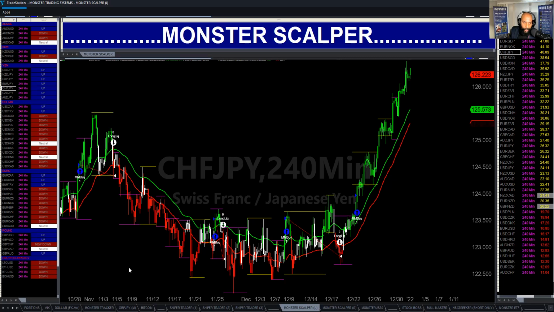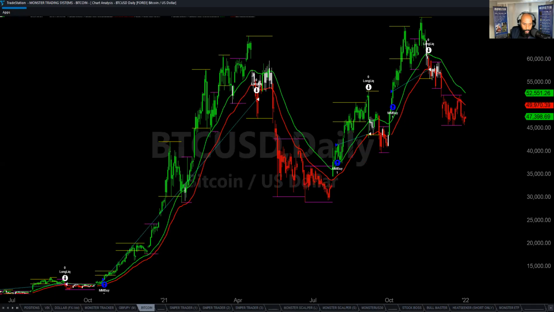So we can use automated trading systems to do all the hard work. This is our monster scalper system for Forex. David, if you trade Forex, this is really good because we can use the system like this to pinpoint exactly the pairs we should be in to trade, kind of like this one here, Swiss yen. We can also use the system to analyze cryptos like Bitcoin, for instance.